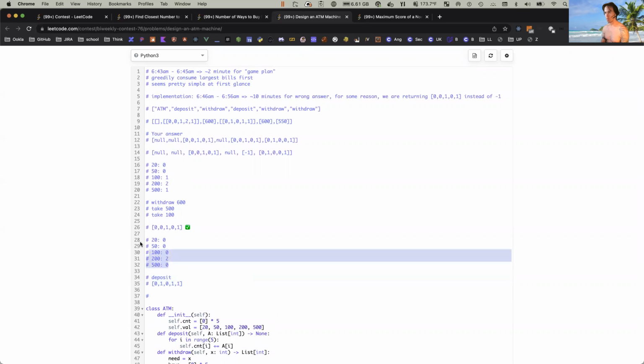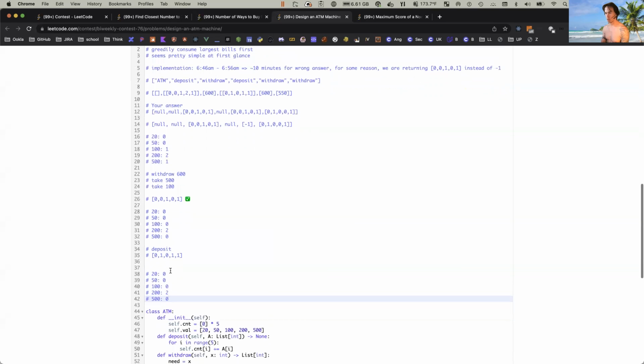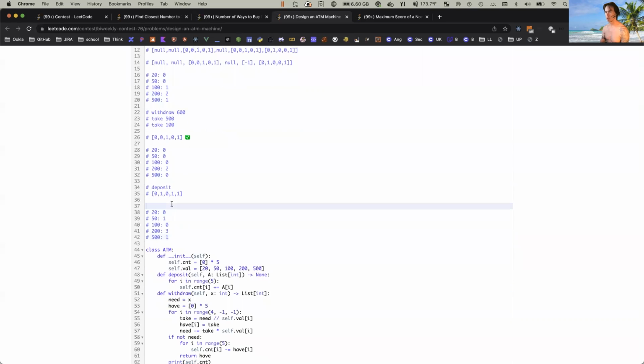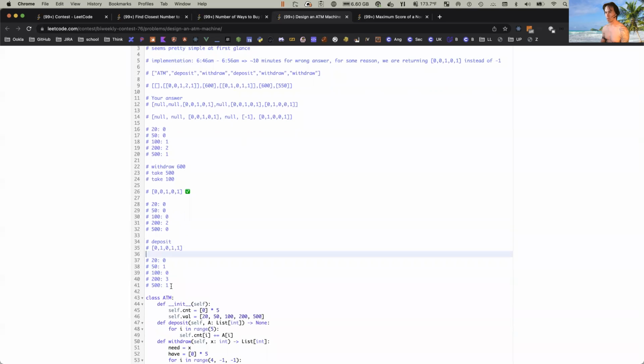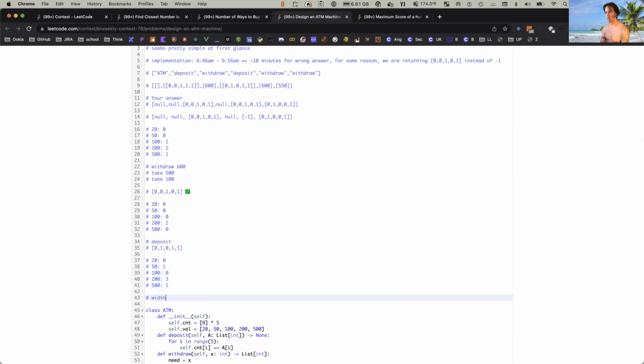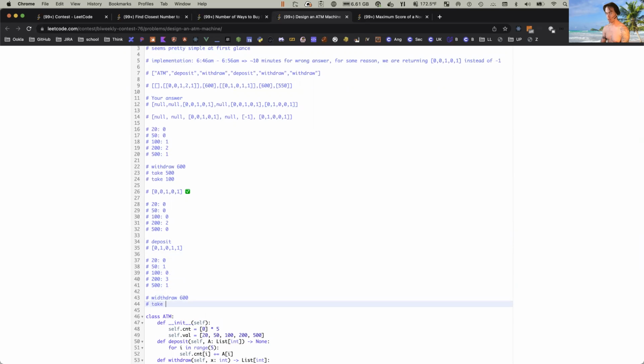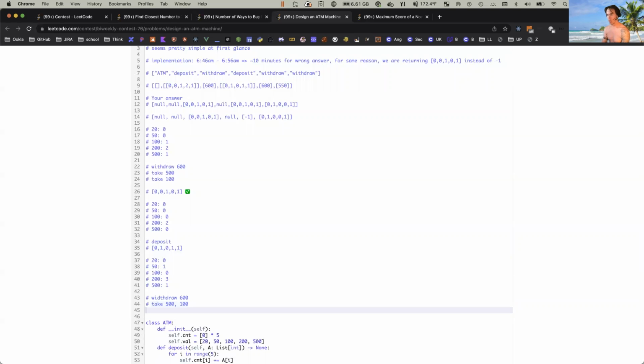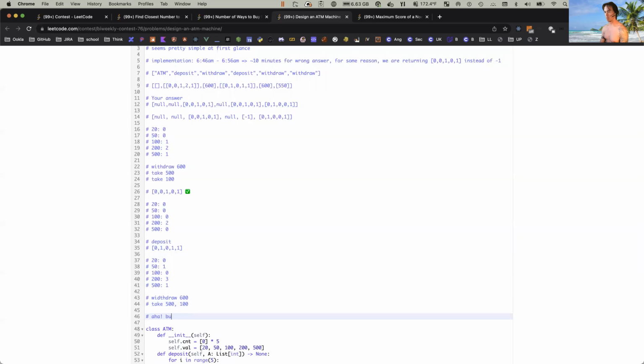So now we should have 50, 3 of those and 1 of those. Okay, now we're going to withdraw 600 again. Withdraw 600, so it should take 500 and a 100. Or don't have a 100. Oh, dang. Okay, in this case, we can't take it. Okay, so we need to try the next one. Okay, so that's why. Aha. Bug identified.